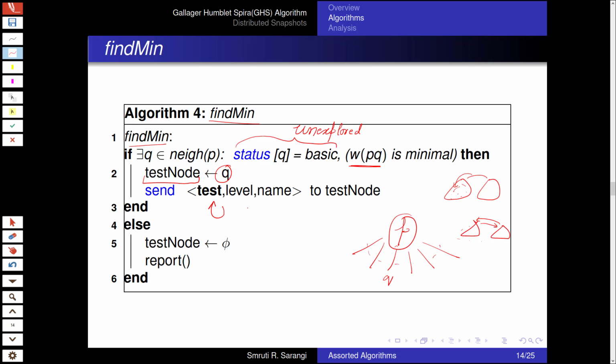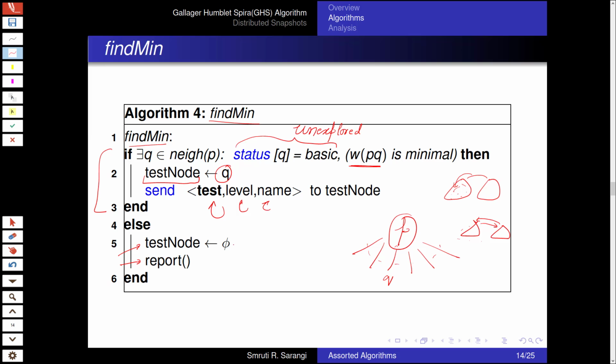It'll send a test message indicating its level and its name. The name, of course, is the name of the fragment, right? Not its own name, the name of the fragment that it belongs to. To test node. Test node in this case is Q. If of course such a Q is not found, then it will send test node to null and report the fact that, look, I didn't find any.